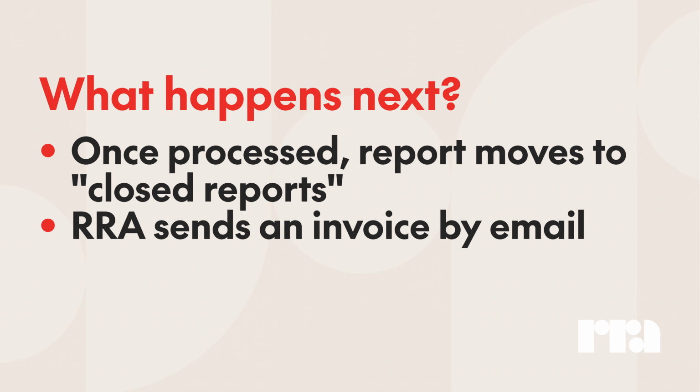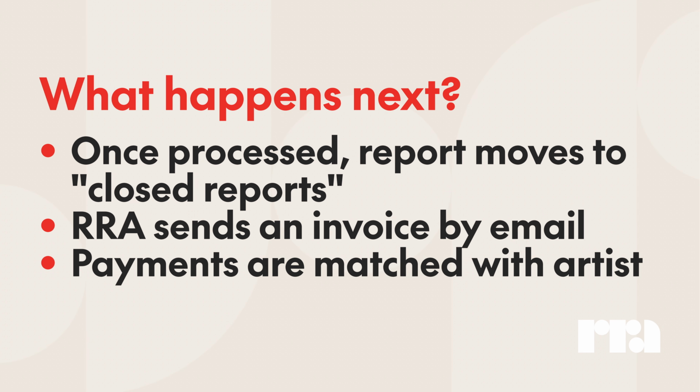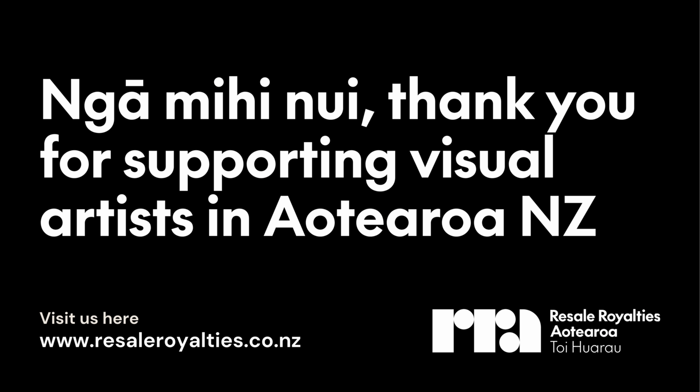For the royalties that have been approved, RRA will send an invoice by email. Typically, there will be one invoice per report submitted. Once RRA receives your payment for the invoice, we match the payment with the artist or successor and notify them in our next royalty distribution. This happens quarterly. You have now submitted your resale report and paid the royalty, and our aim of celebrating the arts and supporting its legacy can continue to grow.